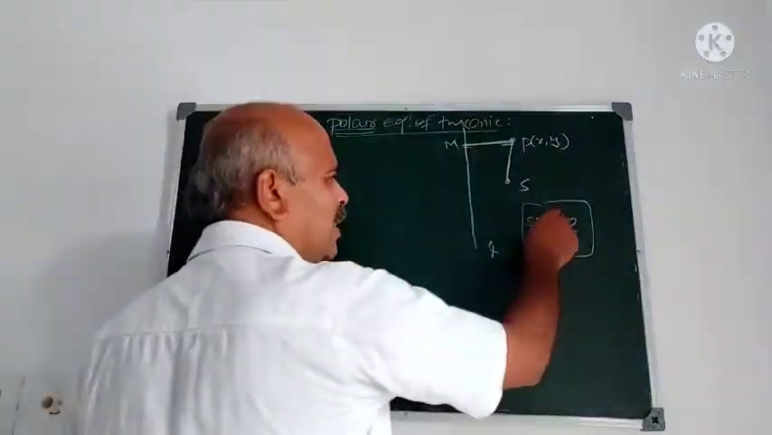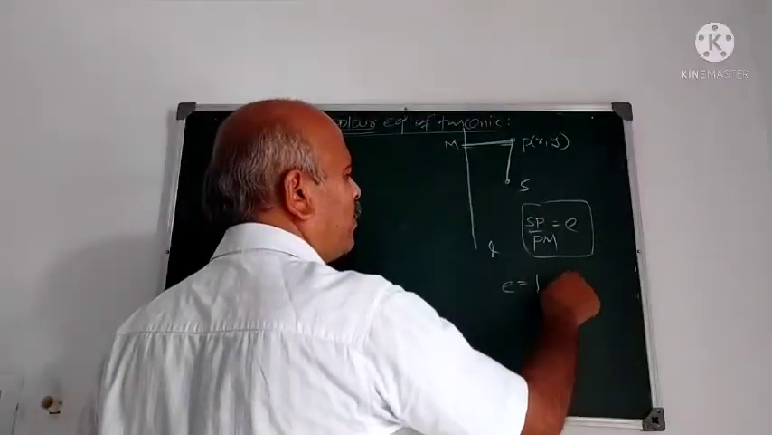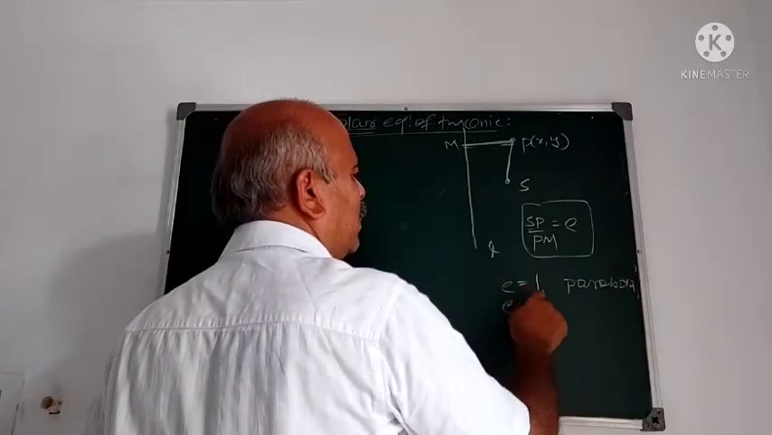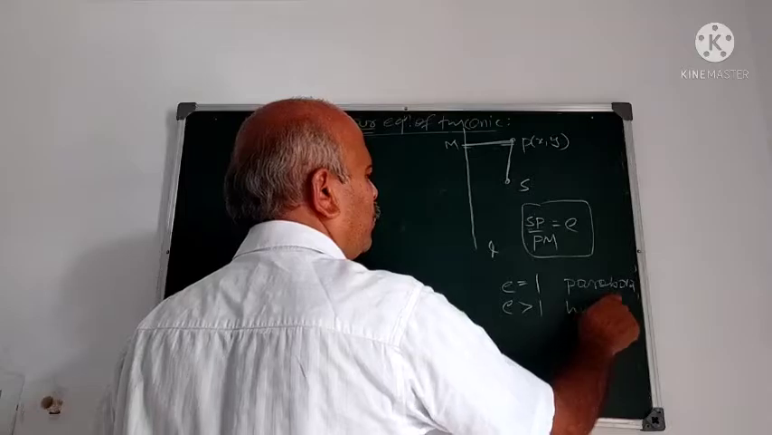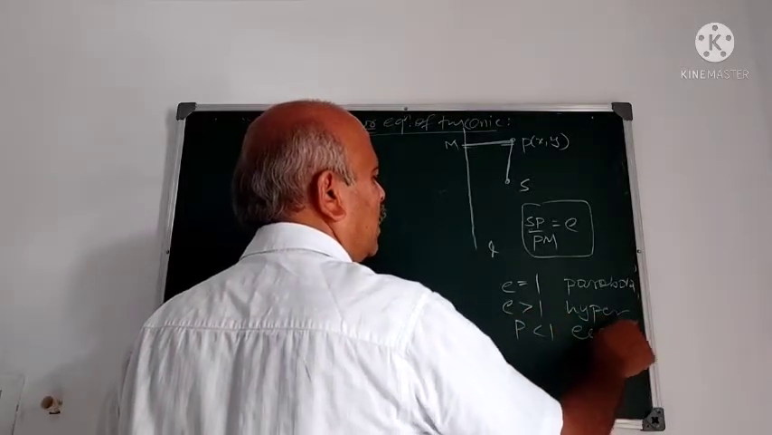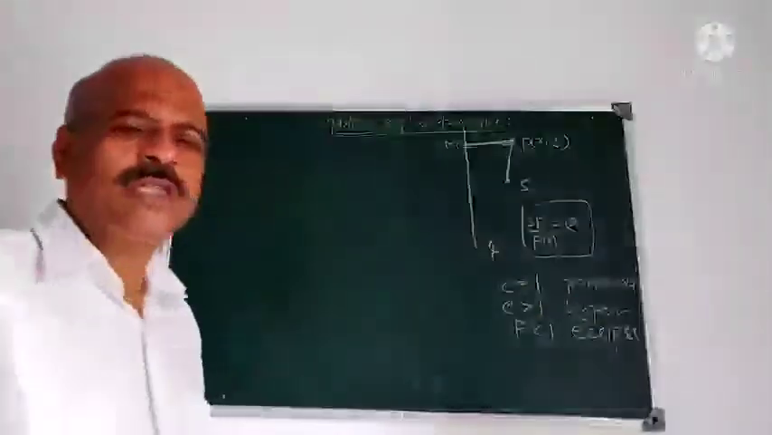And depending on this ratio, if e is equal to 1, you will get parabola. If e greater than 1, you will get hyperbola. And if e less than 1, you will get ellipse. All these things you have studied.